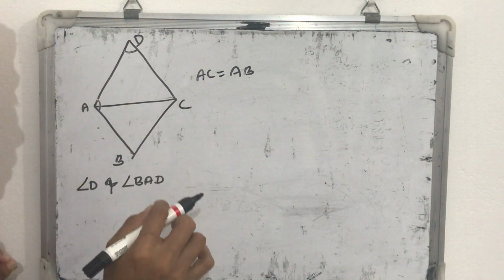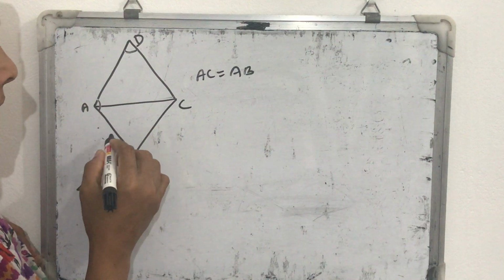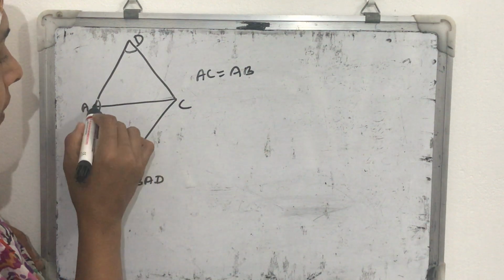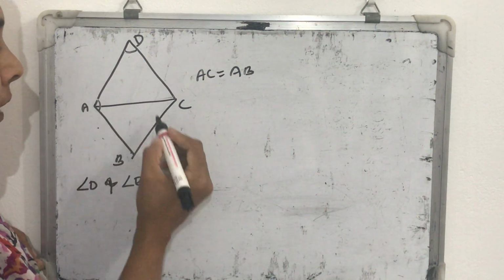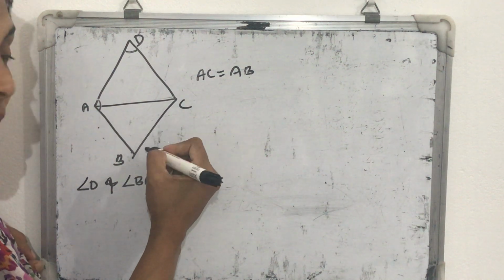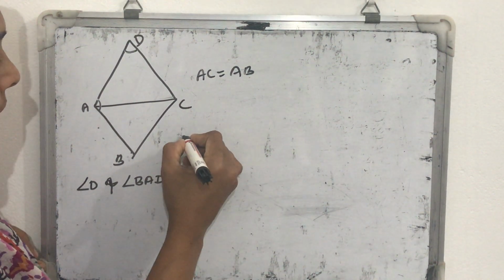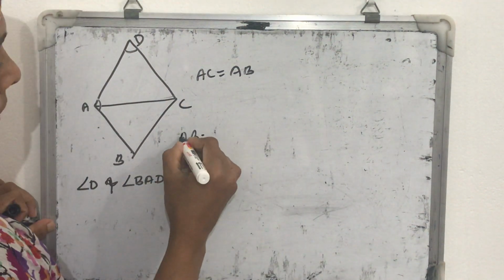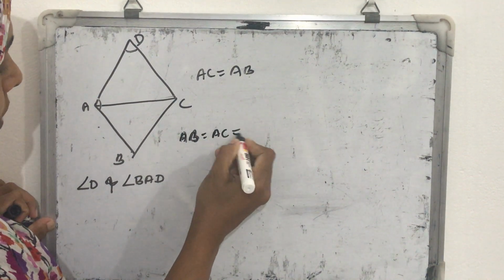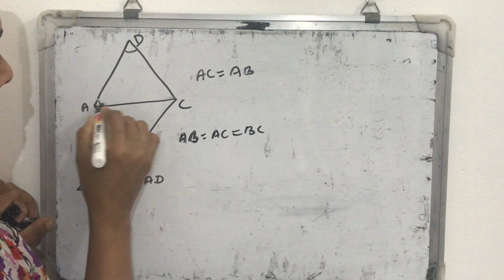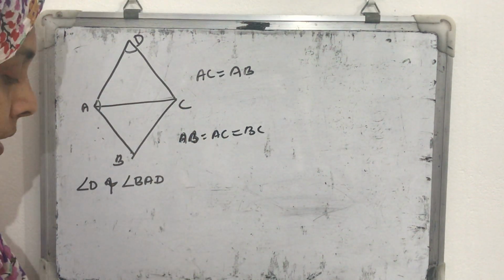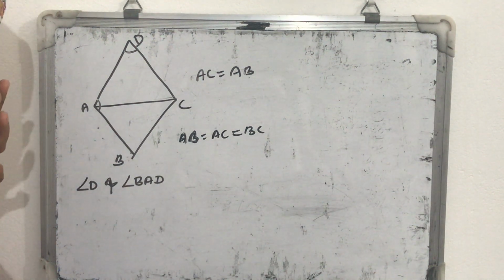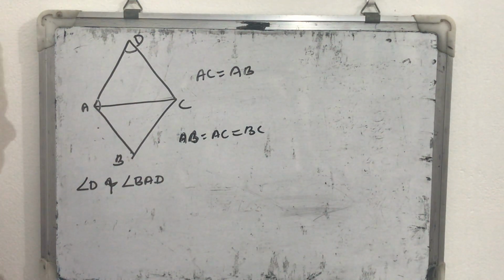If we know the properties of a rhombus, what are the properties of a rhombus? All the sides of a rhombus are equal. So if AB is equal to AC, that same length will be for BC also, because it is another side of that rhombus. So what can we write? AB equal AC equal BC. That means these three sides of this triangle are equal, so that triangle will be an equilateral triangle.